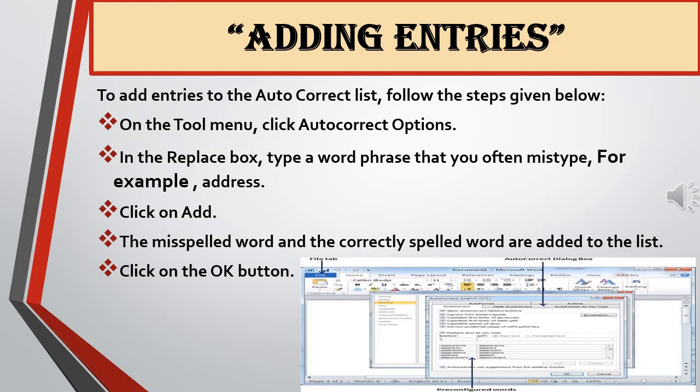Then click on add. The misspelled word and the correctly spelled word are added to the list. And finally, click on the OK button. Next time when you misspell the word address, it will automatically correct it.